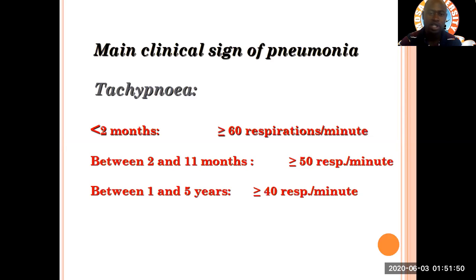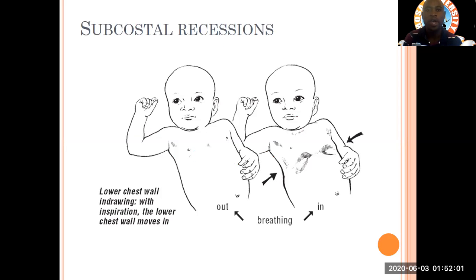Those between the ranges of 2 and 11 months, you find that they will have greater than 50 respirations per minute. Between 1 and 5 years, there will be a respiratory rate greater than 40 per minute. Below there, you can look at subcostal recessions.